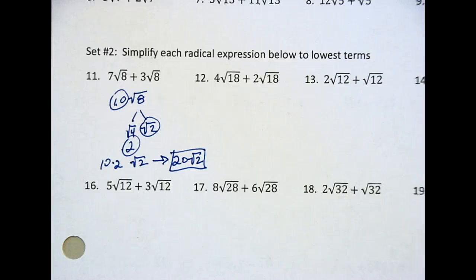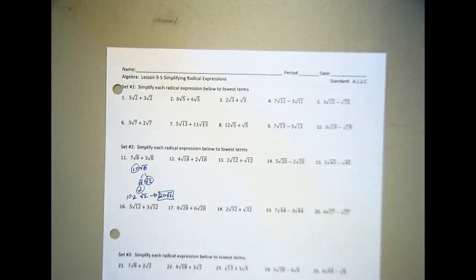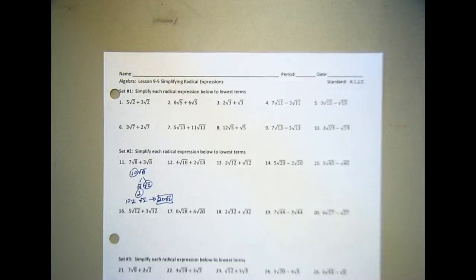Let's go ahead and read through these first 20 answers on the sheet. Number 1 is 8 root 2. Number 2, 11 root 5. Number 3, 3 root 3. Number 4, 4 root 11. 5, 2 root 15. 6, 5 root 7. 7, 16 root 3. 8 is 13 root 5. 9 is 2 root 13. 10 is 2 root 19. Number 11 is 20 root 2. Number 12 is 18 root 2. 13, 6 root 3. 14, 6 root 5. 15, 12 root 5. 16, 16 root 3. 17, 4 root 7. 18, 12 root 2, 19, 8 root 11, and 20, 15 root 3.